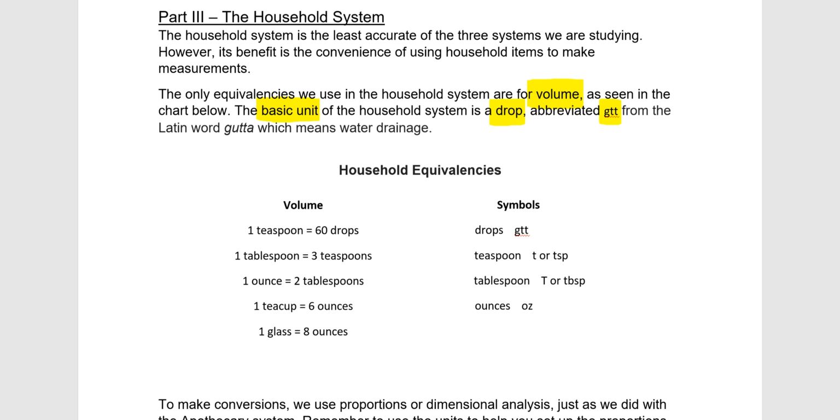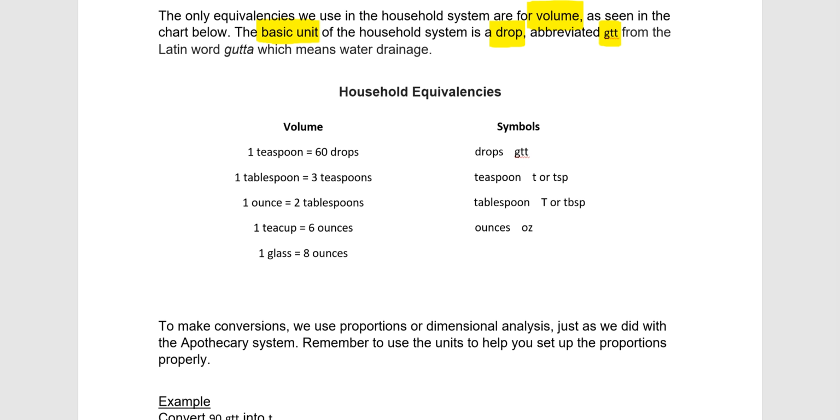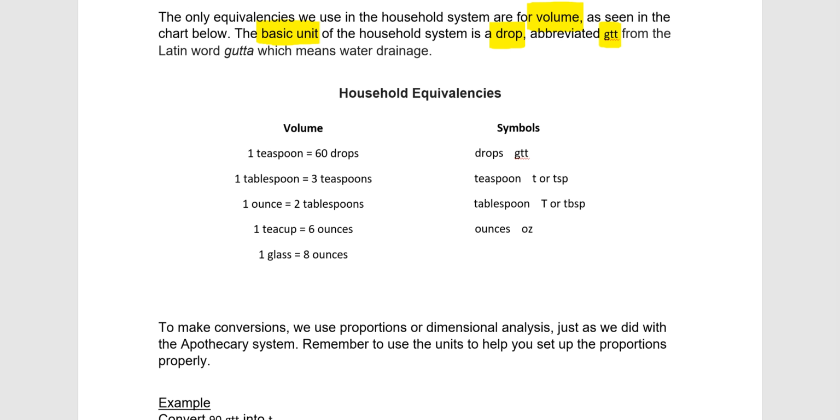Okay, so for these household equivalencies, we have the volume conversions on the left, and then we have their symbols on the right. So we have 1 teaspoon is 60 drops, 1 tablespoon is 3 teaspoons, 1 ounce is 2 tablespoons, 1 teacup is 6 ounces, and 1 glass is 8 ounces. So the symbols: drops, once again, is GTT. Teaspoon is lowercase t or TSP. A tablespoon is capital T or TBSP, and an ounce is OZ.